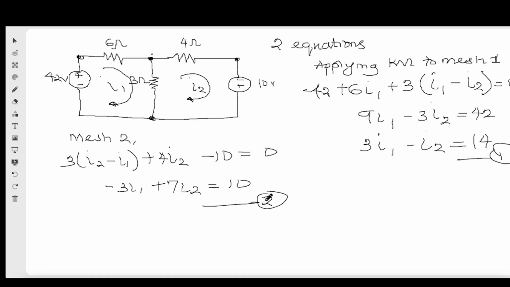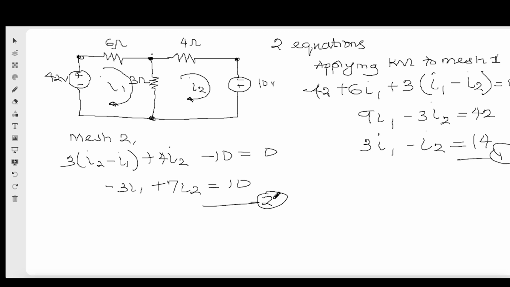That's equation 2. You can see that we have two simultaneous equations here, and these two equations will help us to get what our mesh currents will be. With these mesh currents, we can get so many other variables. For example, I can get the voltage on 6 ohms by multiplying 6 with I1. I can get the voltage on 3 ohms by multiplying 3 into the difference between I1 and I2, right?